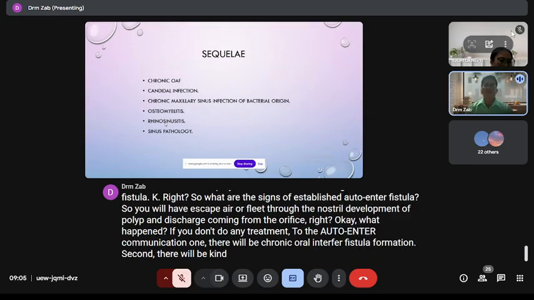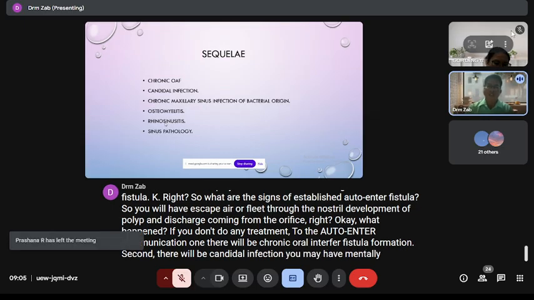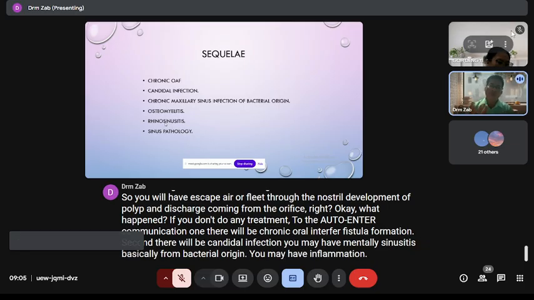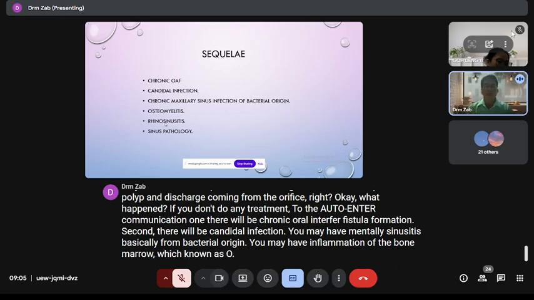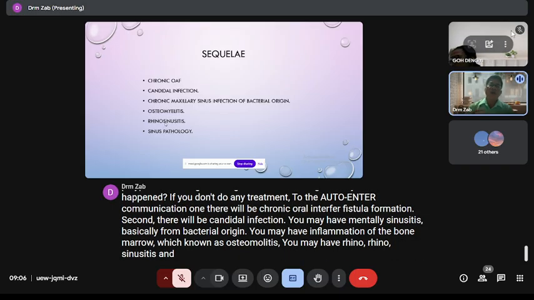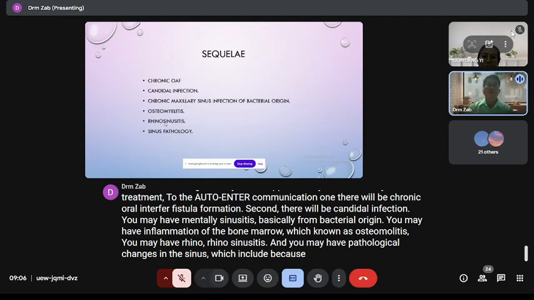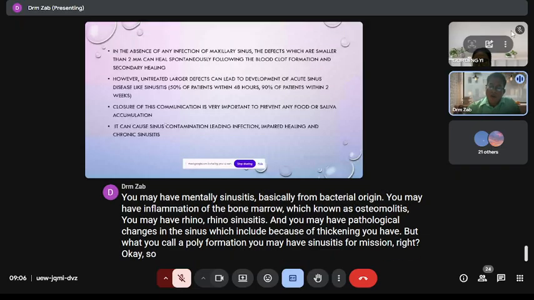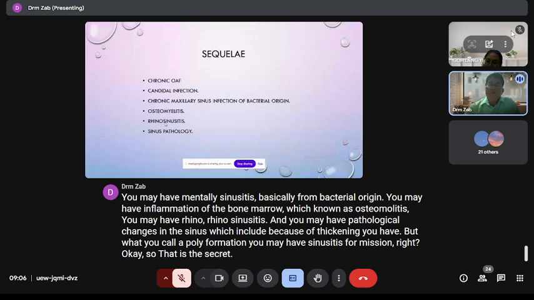Second, there will be candidal infection. You may have maxillary sinusitis, basically from bacterial origin. You may have inflammation of the bone marrow, which is known as osteomyelitis. You may have rhinosinusitis, and you may have pathological changes in the sinus, which include mucosal thickening. You have polyp formation. You may have sinusitis formation. All right. Okay. So that is the sequelae or complication.